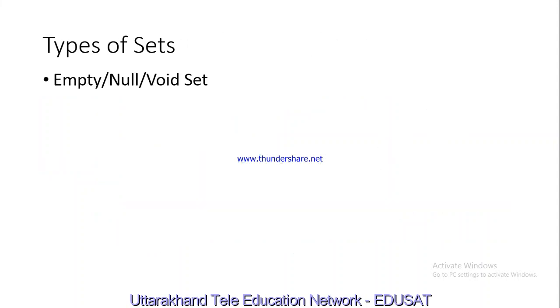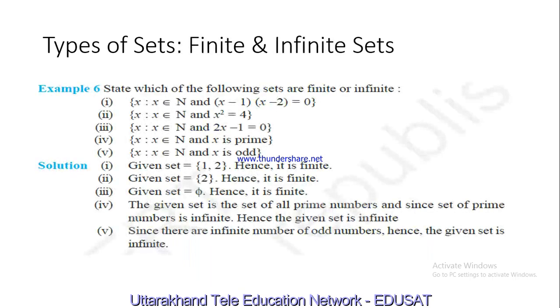Now let us discuss one more important type of set, which is the empty, null or void set. Just now you would remember in the third example I discussed this particular type of set, which is a null or a void set, and I told you to have a look here. Solution number three, given set is equal to phi. Phi is one element which is considered to be a member of every set. So even if a set does not have any element, it would even then have at least one element, and that element would be phi.